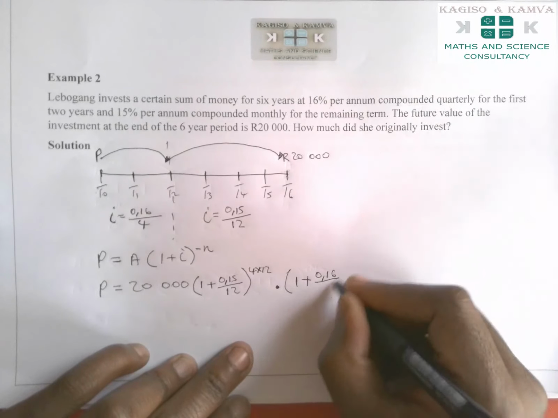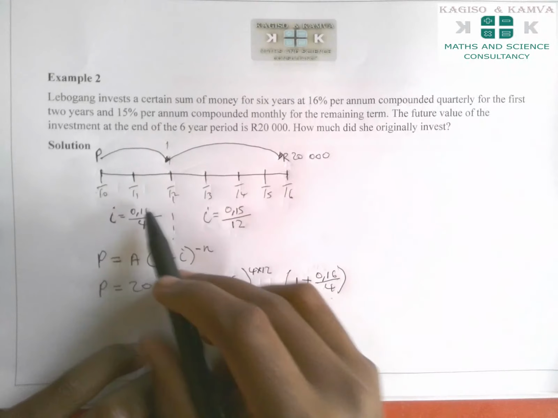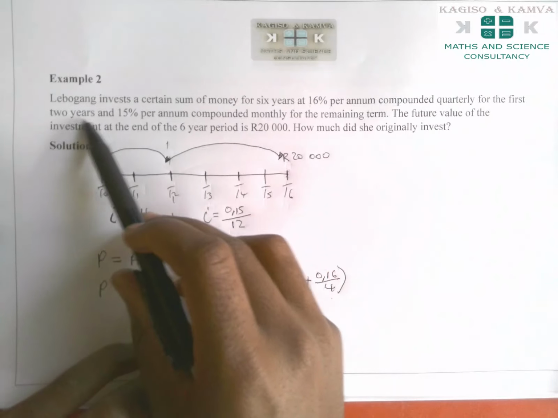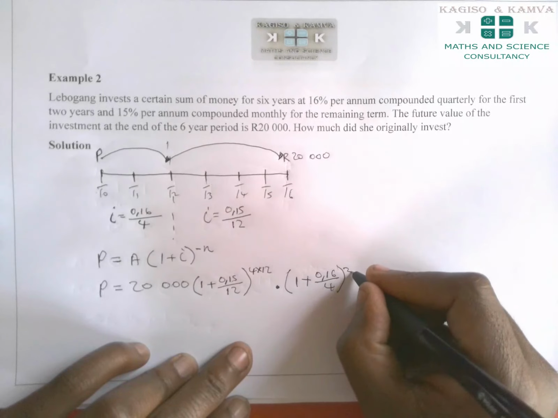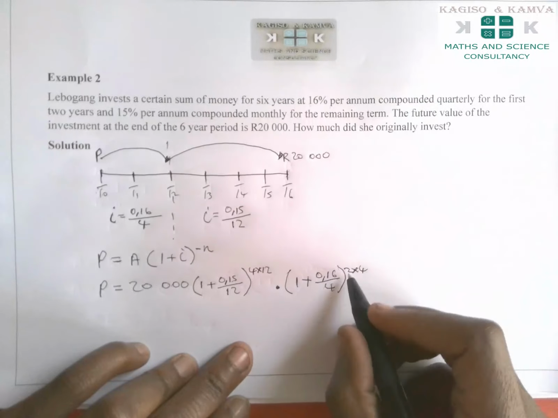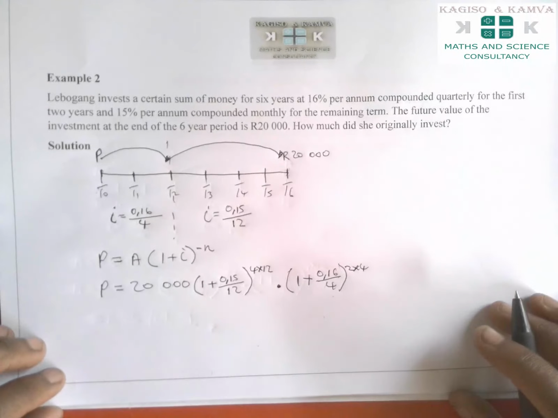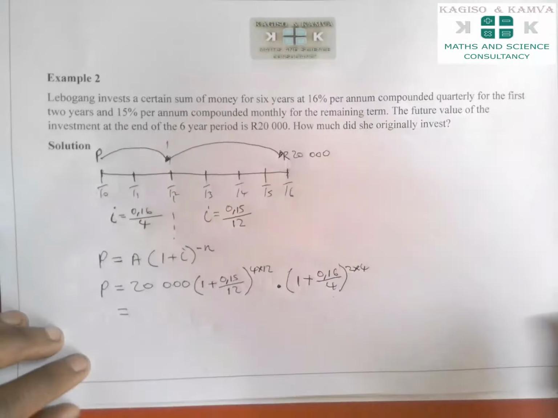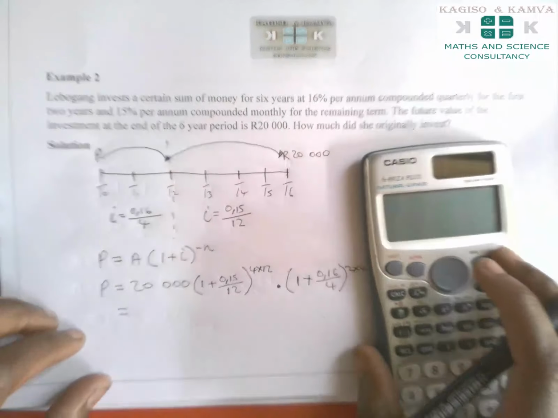0.16 divided by 4. So this was for how many years? This was for 2 years. So this is going to be 2 multiplied by 4, because the investment is quarterly. Now I punch all of this on my calculator.